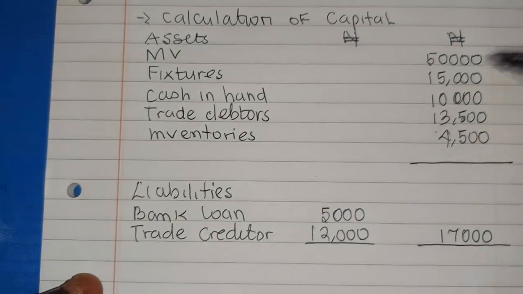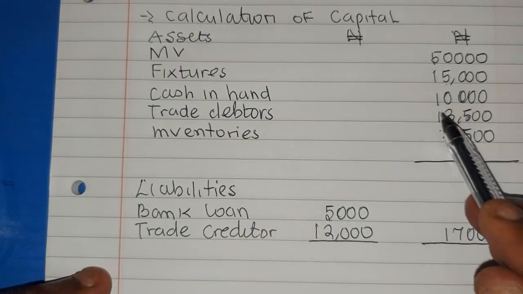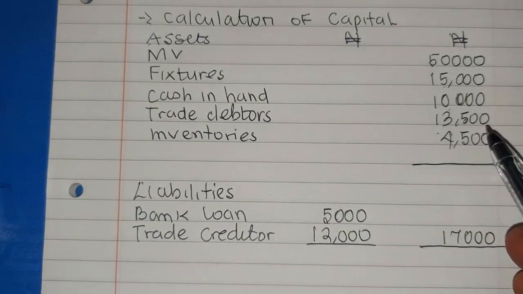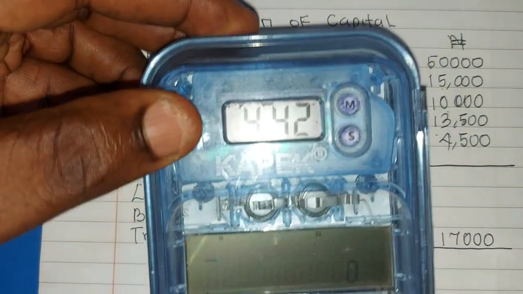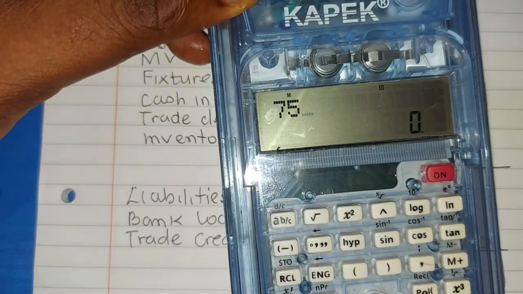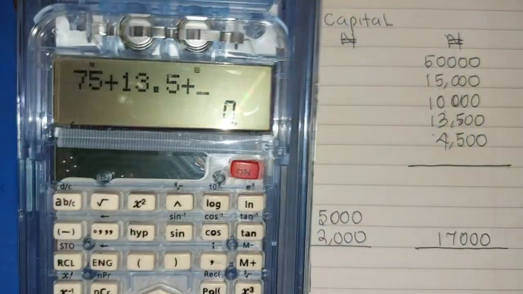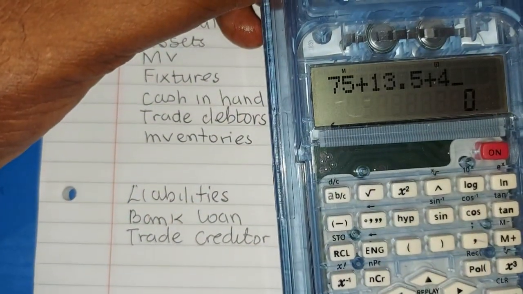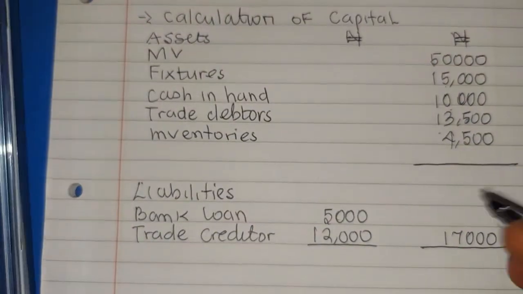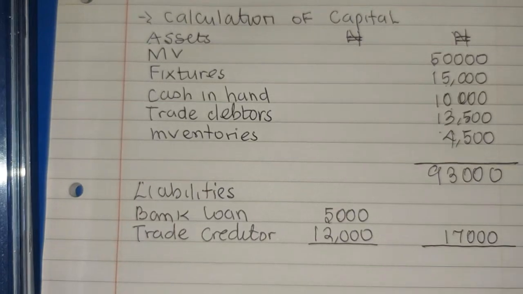Then you subtract. So when you add, this is 50,000 plus 15, that's 65. Plus 10 is 75, plus 13.5, plus 4.5, and that will give you 93,000. Okay, so this is 93. Our total asset is 93,000.